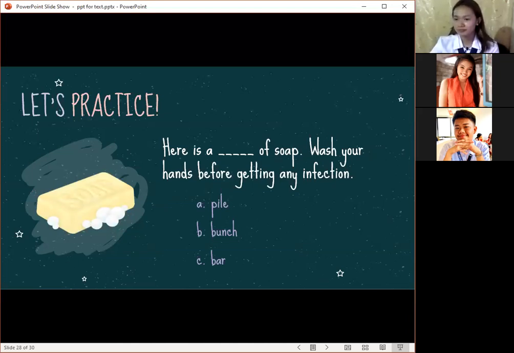Here is a blank of soap. Wash your hands before getting any infection. A, pile, B, bunch, or C, bar. I think it's C, bar, a bar of soap. C, a bar. Okay, very good. Here is a bar of soap. Wash your hands before getting any infection.